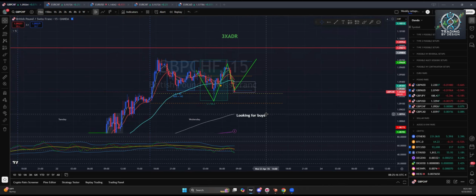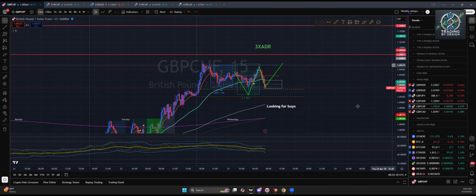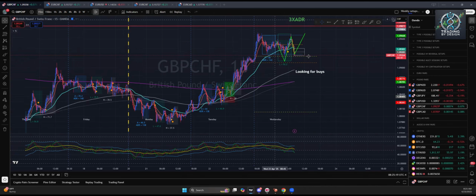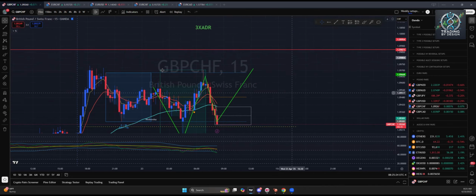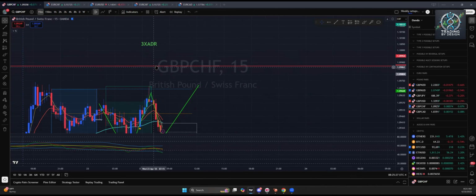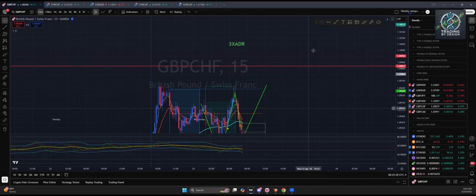So again, we are coming from a peak formation low, so we are looking for buys. So for this pair, I would like to see a multi-session W, just so we could tag up to this level here.